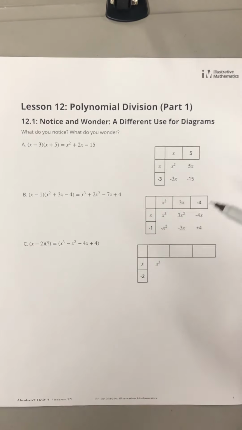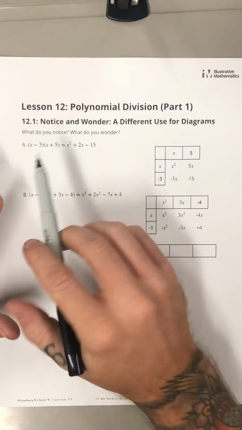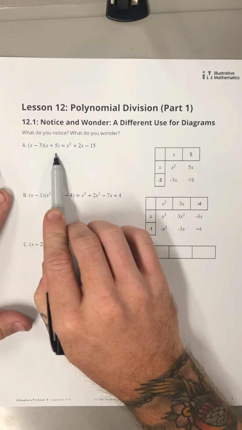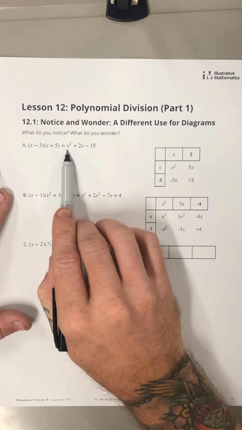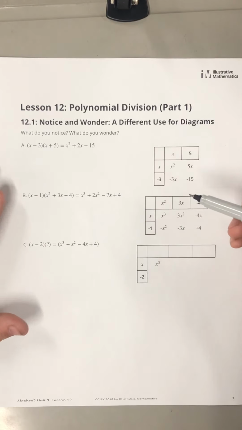All right, so as a warm-up, what do you notice, what do you wonder? Okay, so if you look at these, we have x minus 3, x plus 5. This is what we would call factored form. They're saying that it's equal to x squared plus 2x minus 15, which is standard form, and the way they get that is by multiplying in the box. Right, that's nothing new for us.